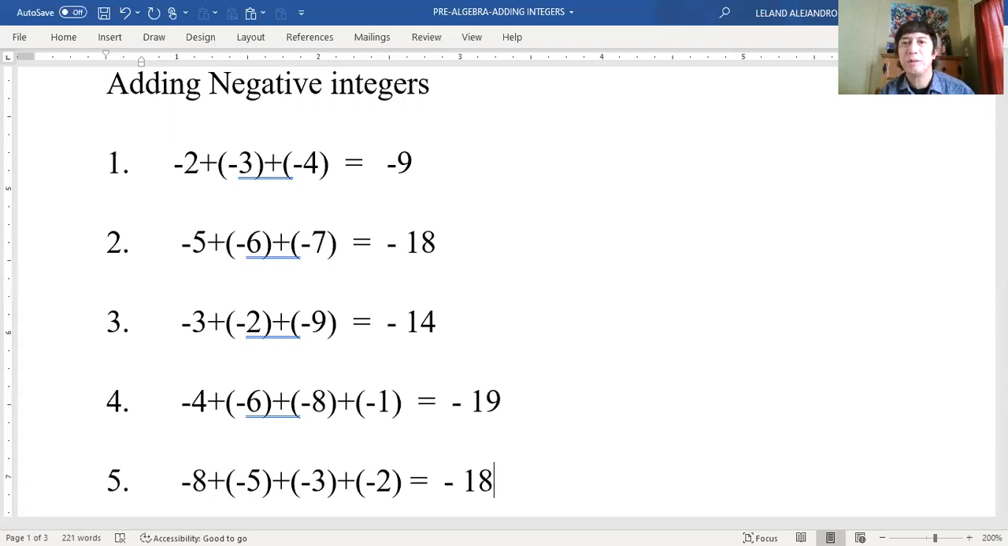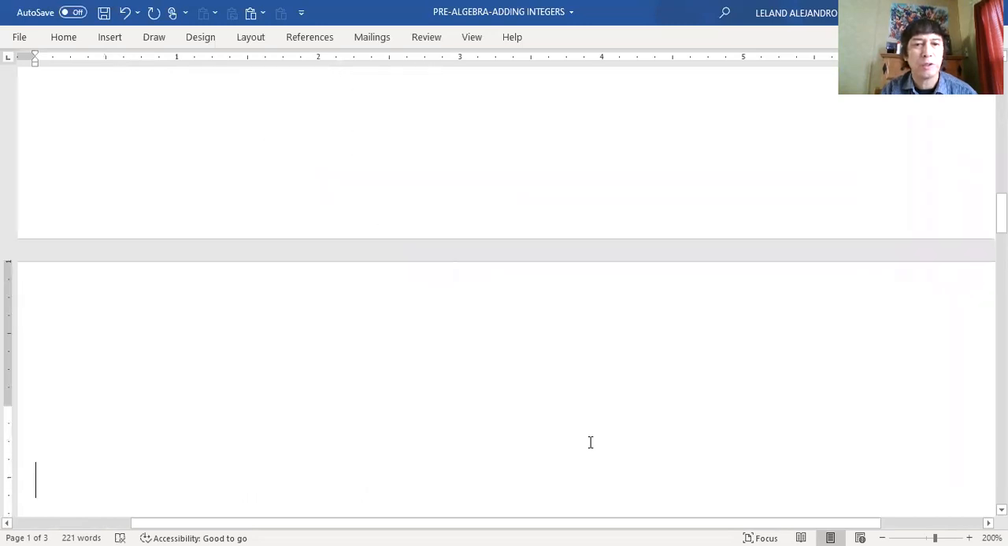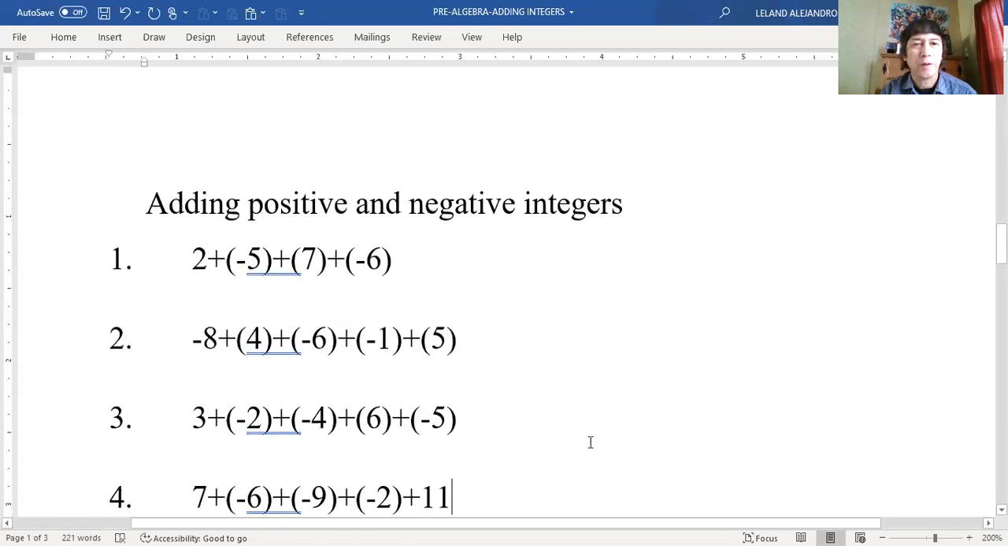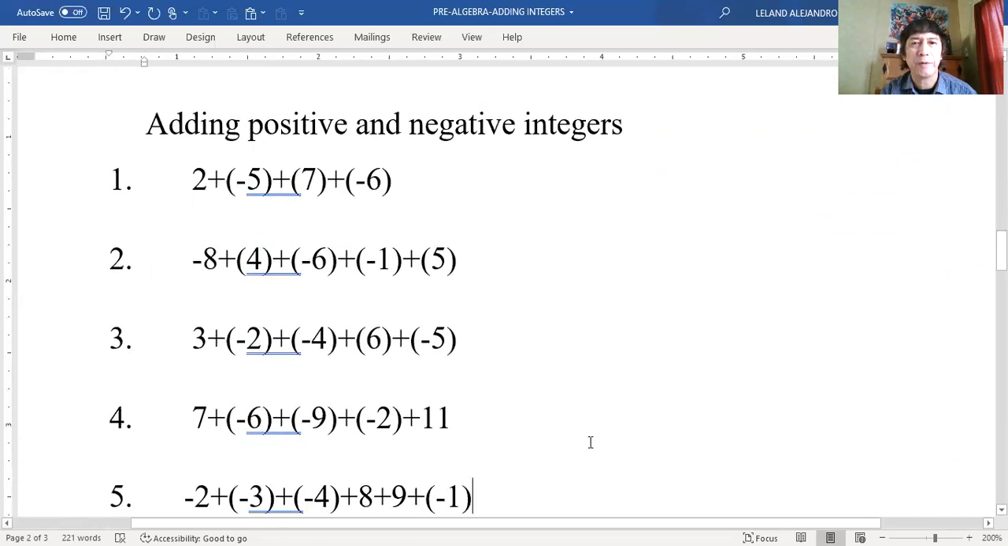Next, we're done with addition of positives, and we're done with addition of negative integers. So we're going to have the combination. It's down here. Adding positive and negative integers. So how are we going to add positive and negative integers? All right, here's how we do our combination.